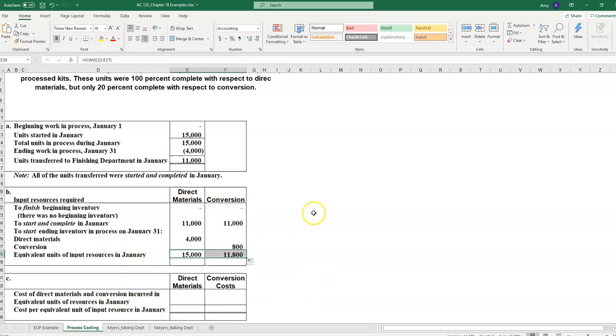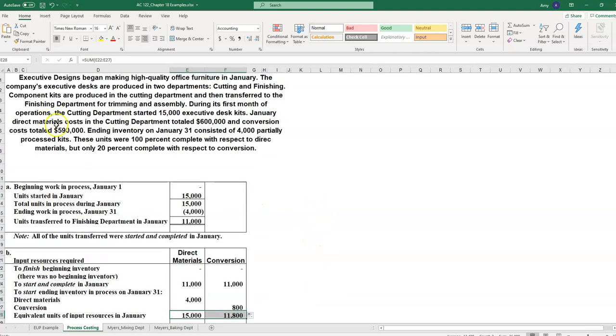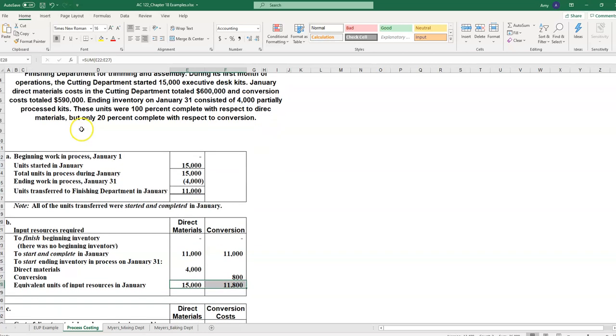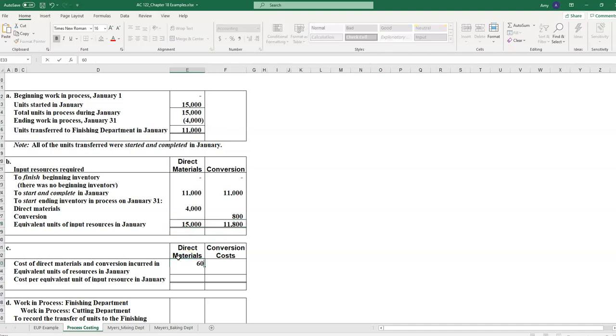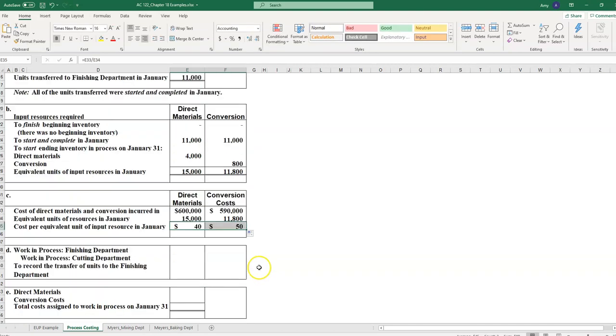The next step is to apply the cost. So we have $600,000 in direct materials and $590,000 in conversion costs. We already calculated our equivalent units in the above step. So now we're going to take the cost divided by our equivalent units. So we have a $40 cost per unit for direct materials and a $50 cost per unit for conversion costs. We add those together and get $90 per unit.